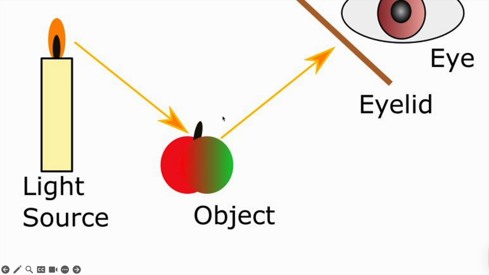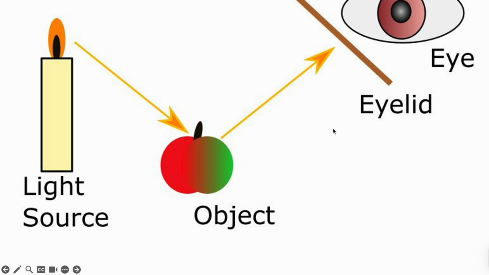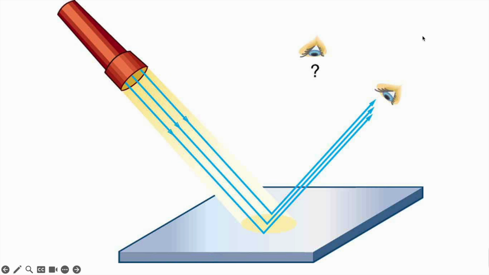Now, the term I want you to remember is called reflection, okay? So basically what's going on is that the light is coming, it hits the object, bounces off, and reflects into your eye. So just as we have a mirror here that's reflecting light, the same phenomenon is happening with this apple. I don't know why it's red and green, but you get the point. Light comes from the light source, bounces off or reflects off the object, and hits your eye. That's how you're able to see.